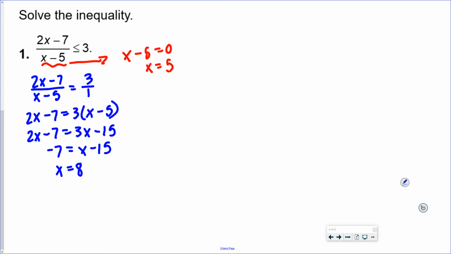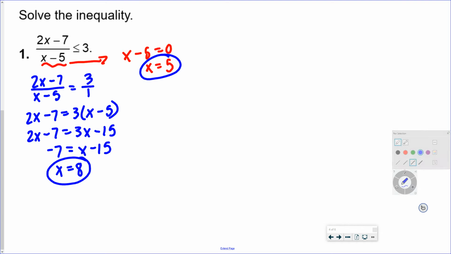And we get 8. If you want to circle your key numbers, you can too. Sometimes that helps students. Key numbers. Another thing I like to do with this key number is put a slash through here to remind myself that x can't be 5. X can't be 5. That'll help us when we go to write the interval notation too.